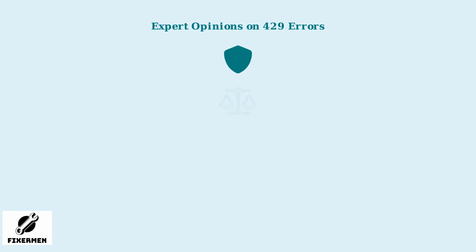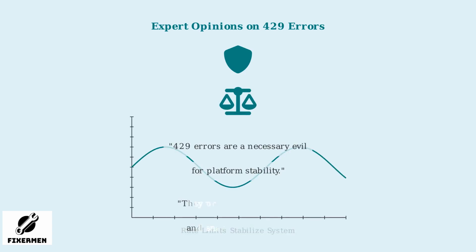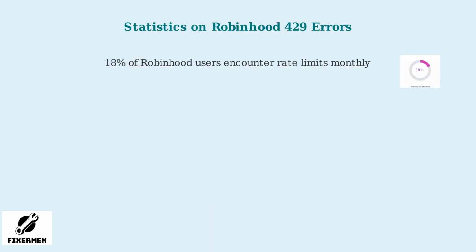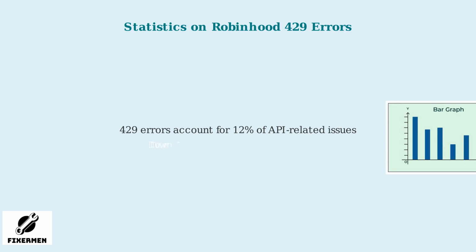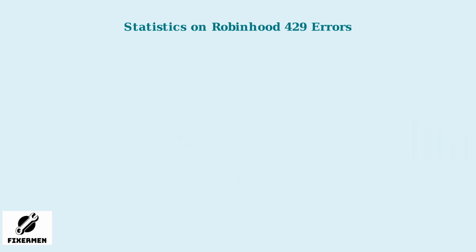Fintech experts view 429 errors as a necessary measure for platform stability. While disruptive, they protect the system from abuse and ensure fair access for all users. Statistics show that 18% of Robinhood users encounter rate limits monthly, with most resolving them by waiting 5 to 10 minutes. Additionally, 429 errors account for 12% of API-related issues, down from 15% due to improved caching.